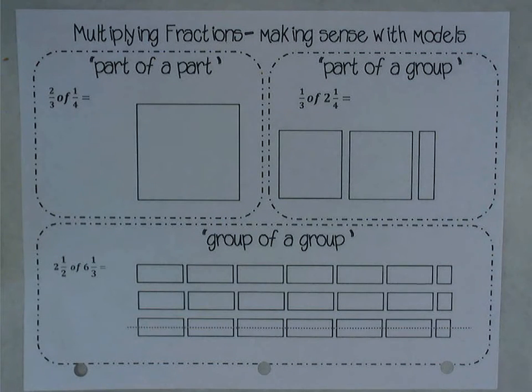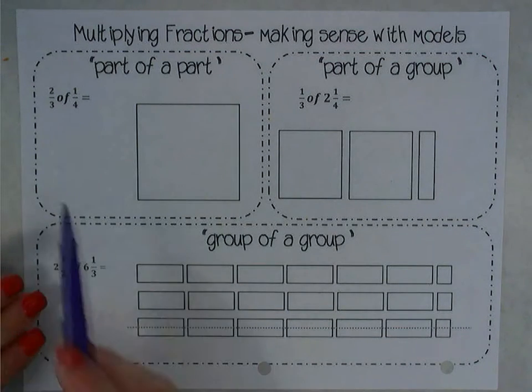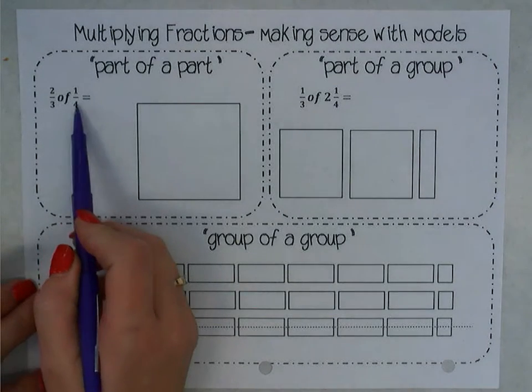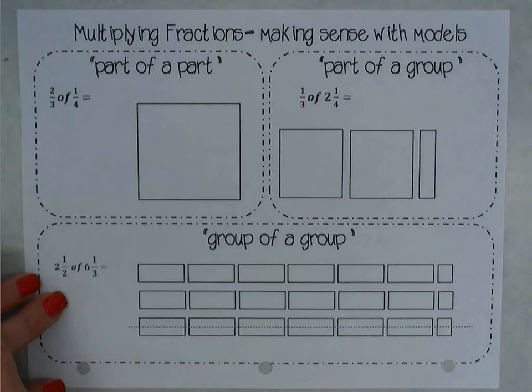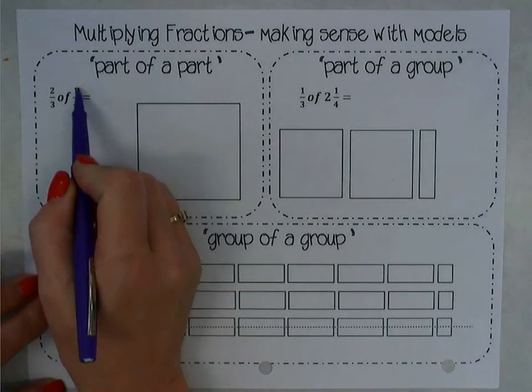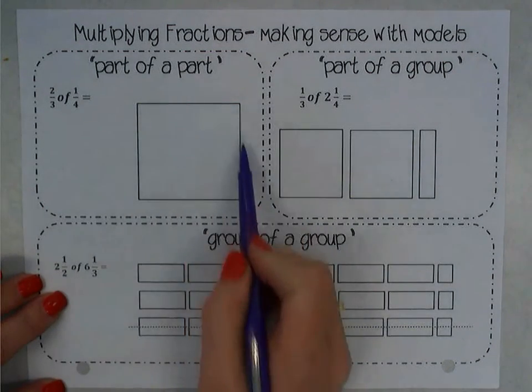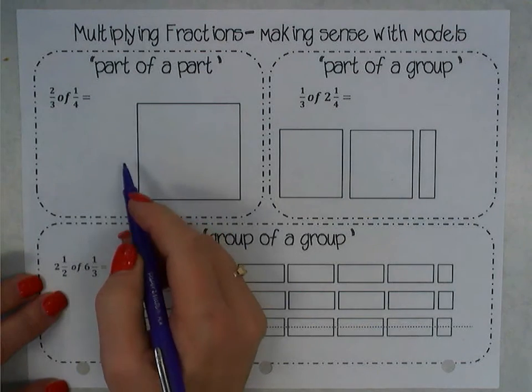Today we're looking at multiplying fractions and making sense of what it's really asking by using models to explain. Our first example is when we look at a part of a part. So we have something less than a whole of something else. And this is when we used our brownie pan method here, where we would start out with less than a full pan of brownies. So this square represents my full pan of brownies.